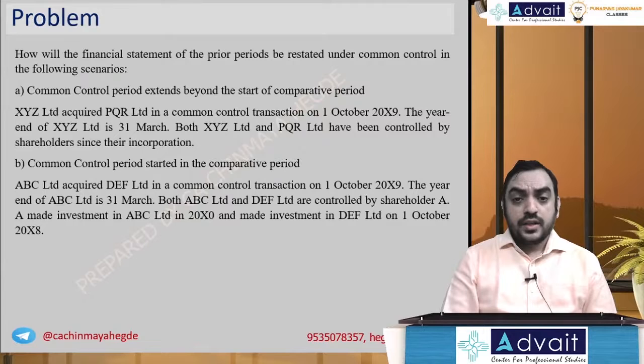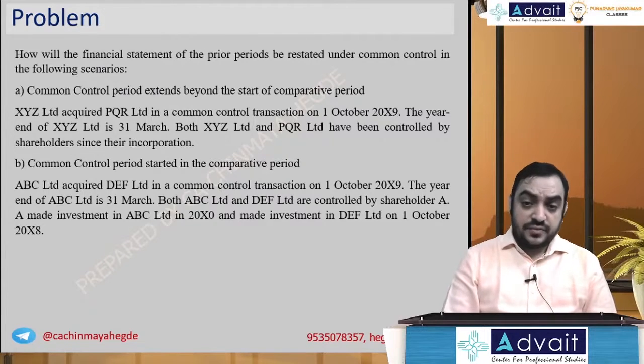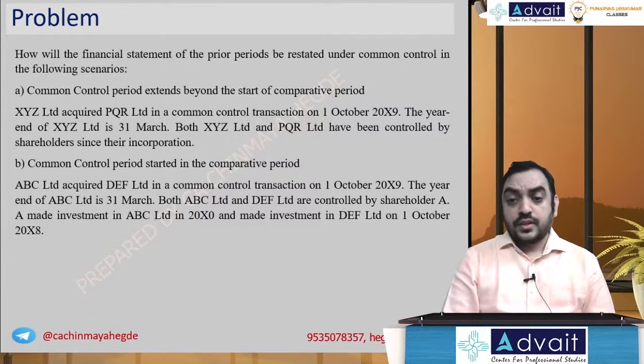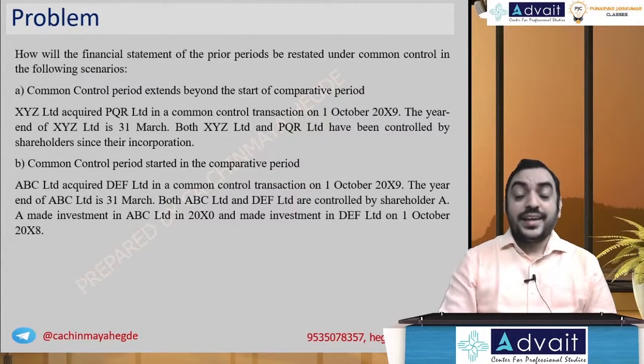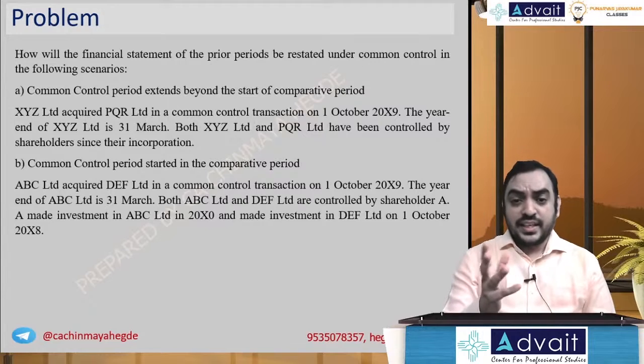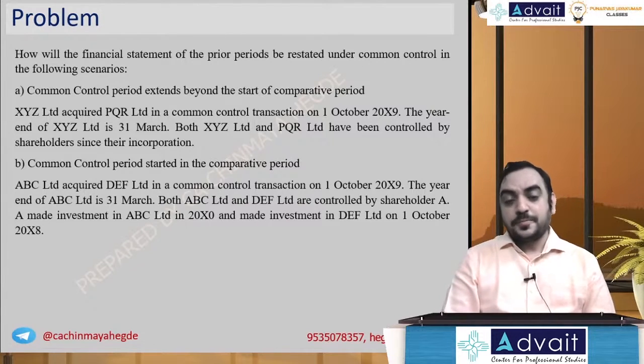ABC Limited acquired DEF Limited in a common control transaction on 1st October 2009. The year end of ABC is 31st of March. Both ABC and DEF are controlled by shareholder A. A made an investment in ABC in 2010 and made an investment in DEF Limited on 1st October 2008. So basically, in one case the date of acquisition is the same, and in the other the date of acquisition is different.